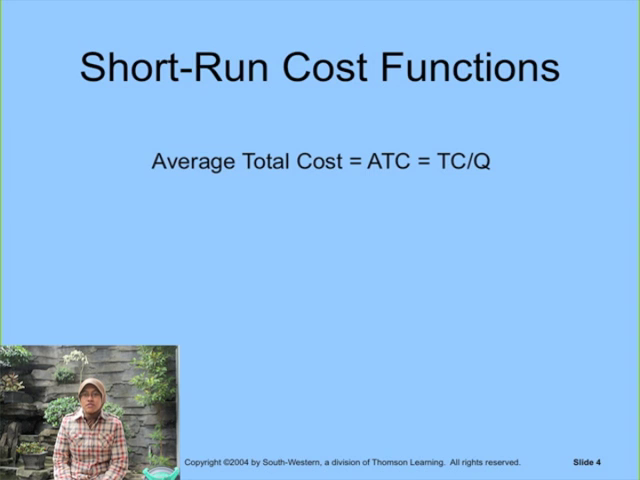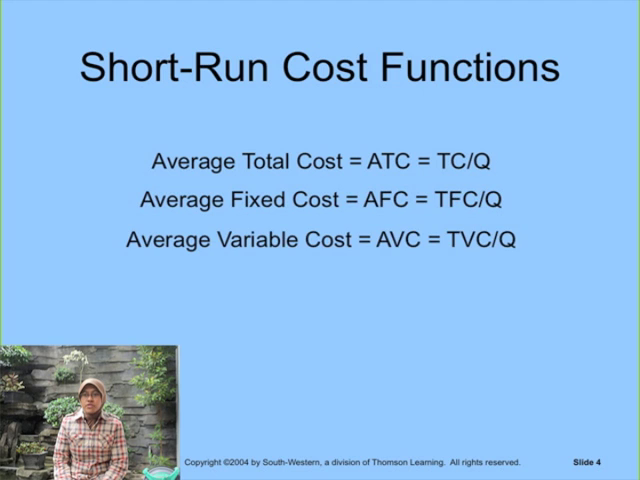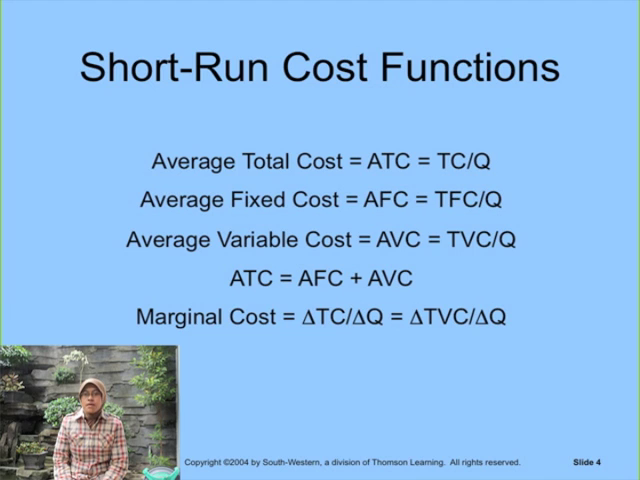From the total fixed, total variable, and total cost functions, we can derive the corresponding per unit cost function of the firm. Marginal cost is the change in total cost or the change in total variable cost per unit change in output.